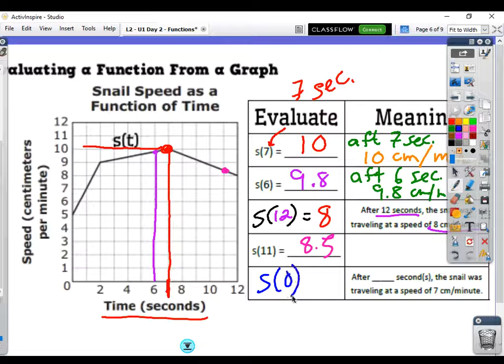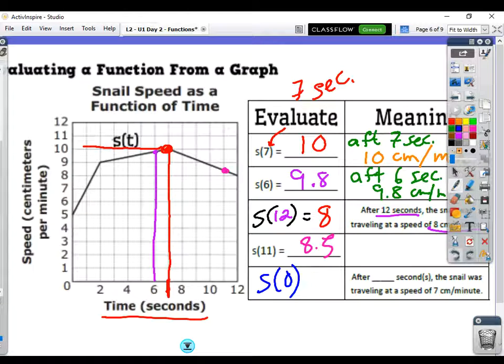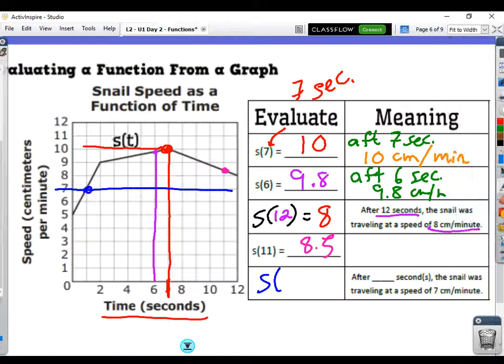s of 0. After 0 seconds, never mind. I can't make it up. It's got to be 7. That's my bad. We've got to go back and find where we were going 7 centimeters per minute. So let's back it up and see where we were going 7. I'm going to go across, and I notice the only place we were going 7 centimeters per minute was right there, that second number 1, right at the very beginning. s of 1 equals 7, after 1 second. So I wanted to try with that one, and then we're going to try it with another example as well.